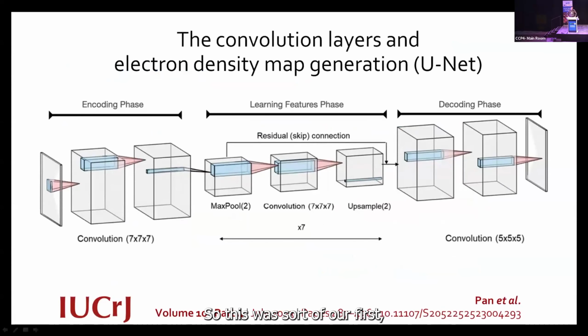So this was our first model that we produced. There was an initial encoding phase, and then that goes through and is cycled a number of times in a learning phase, and then a decoding phase at the end to come out with the map.